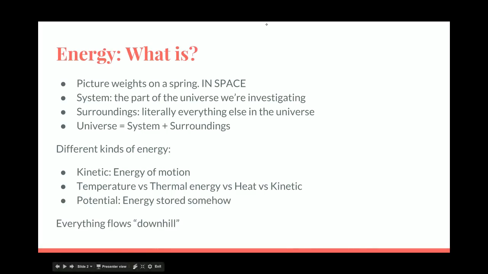So that is temperature, thermal energy, and heat. Thermal energy is all the kinetic energy inside of a system. Temperature is the average kinetic energy of the particles inside the system, and heat is the transfer of thermal energy from one location to another.